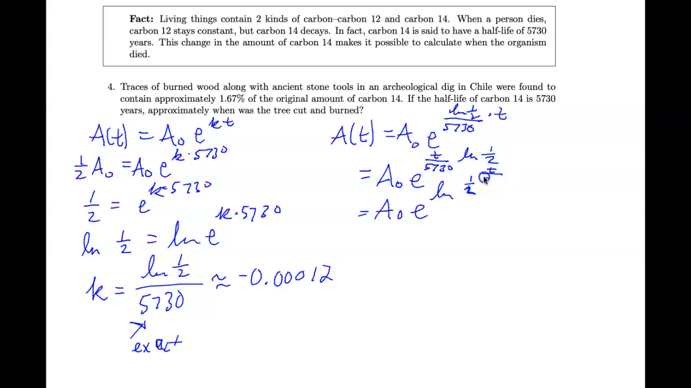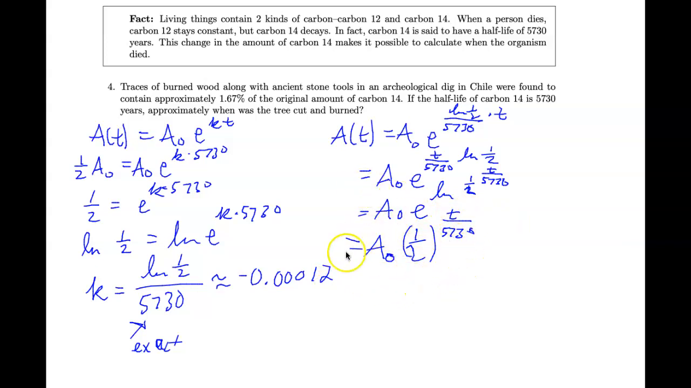So t over 5,730. And so the e to the ln base e of 1/2 simplifies to A naught times 1/2, and this 1/2 needs to be in parentheses, to the t over 5,730. Alright, so this is still just one way that we can approach this. We could still use this number here. We can just write more decimals out, but you have lots of options.